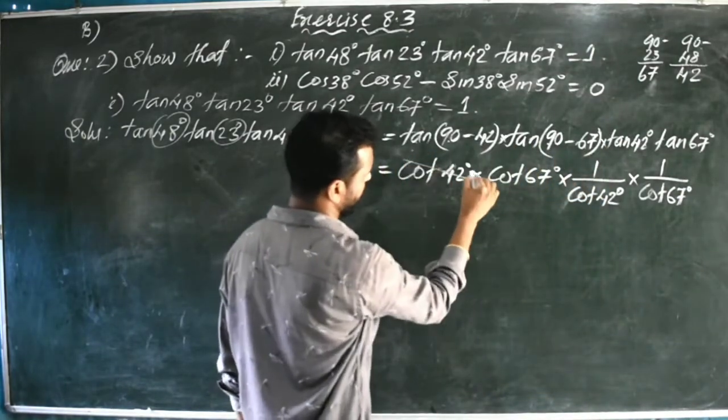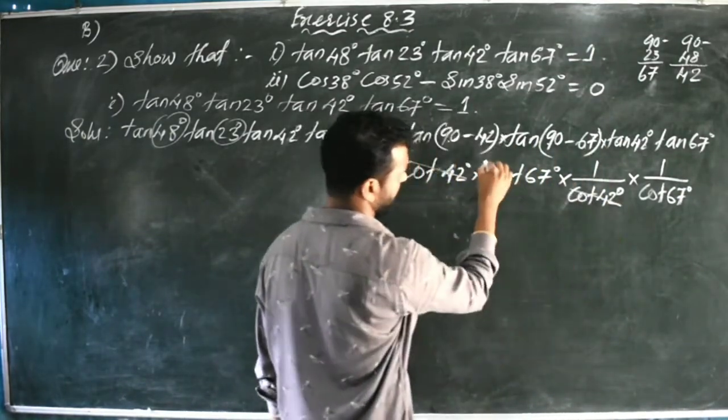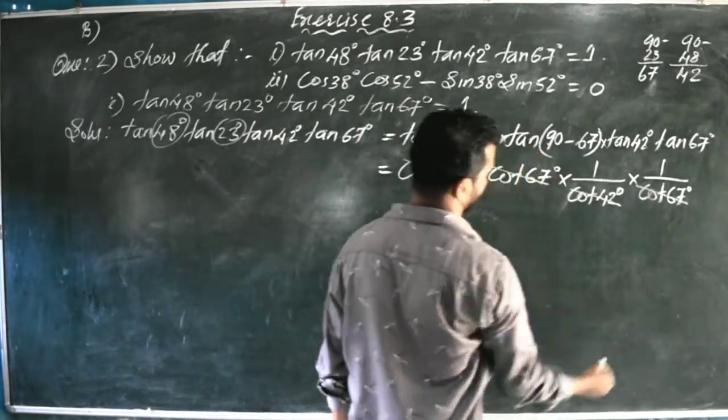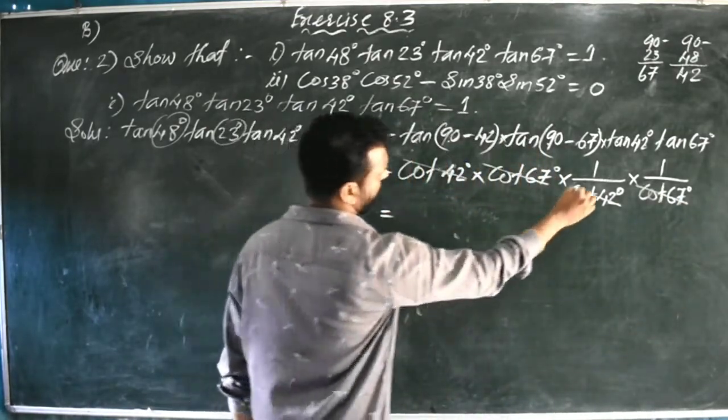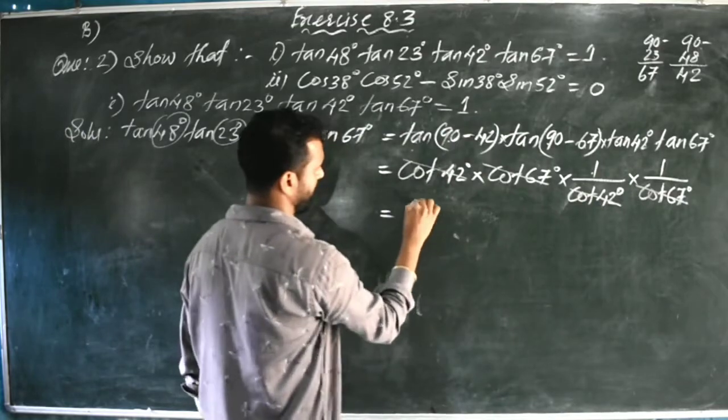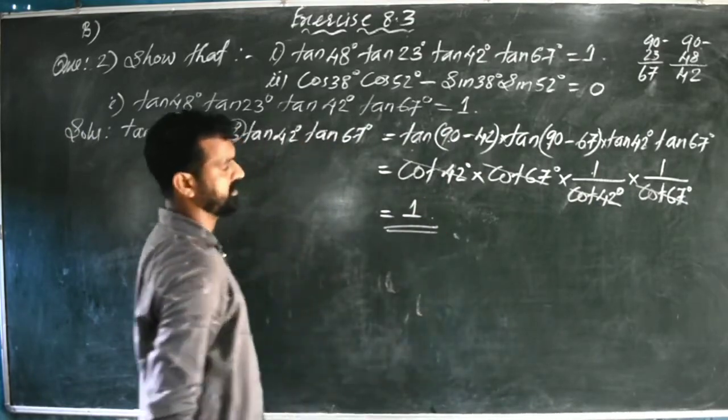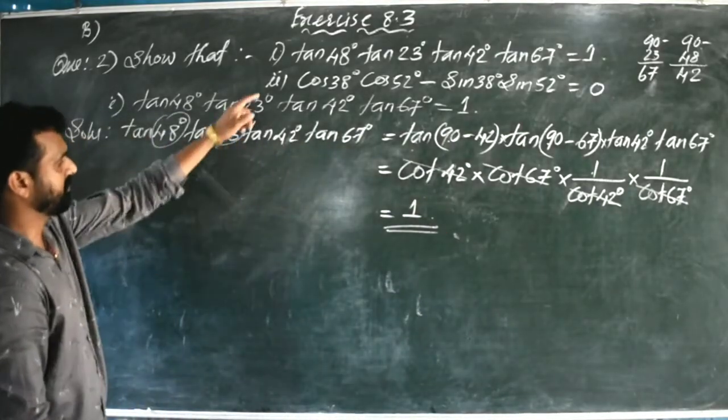So cot 42 divided by cot 42 we can cancel. Cot 67 divided by cot 67 we can cancel. That is equal to 1 × 1. What is the answer? 1. That is the answer. Now let's see question number 2.